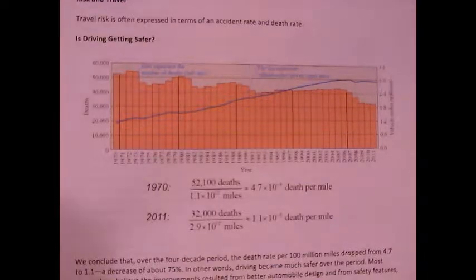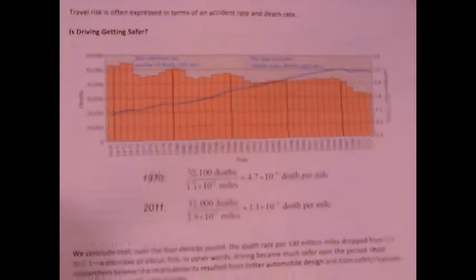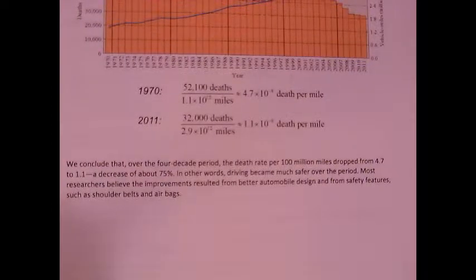So if we compare 1970 to 2011, we can conclude that over the 4-decade period, the death rate per 100 million miles dropped from 4.7 to 1.1. That's a decrease of about 75%. In other words, driving became much safer over the period. Most researchers believe the improvements resulted from better automobile designs and from safety features such as shoulder belts and airbags.